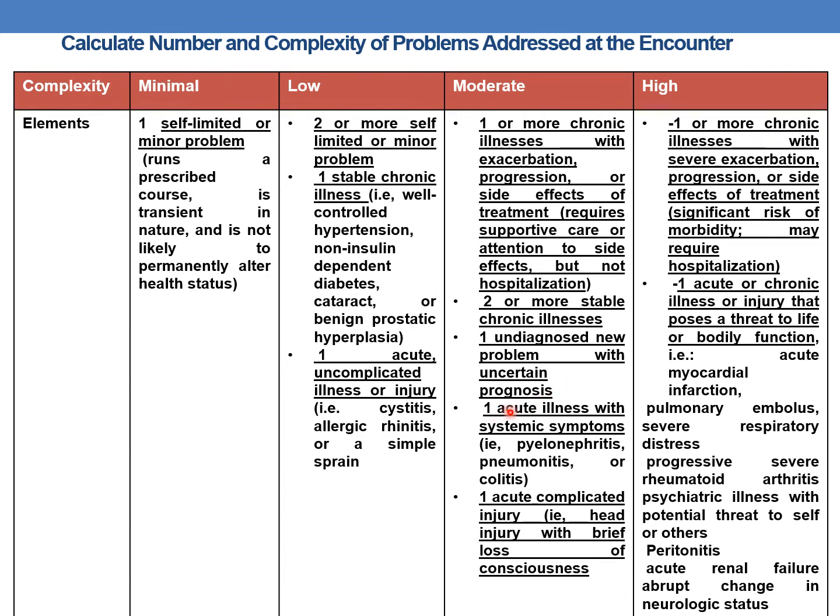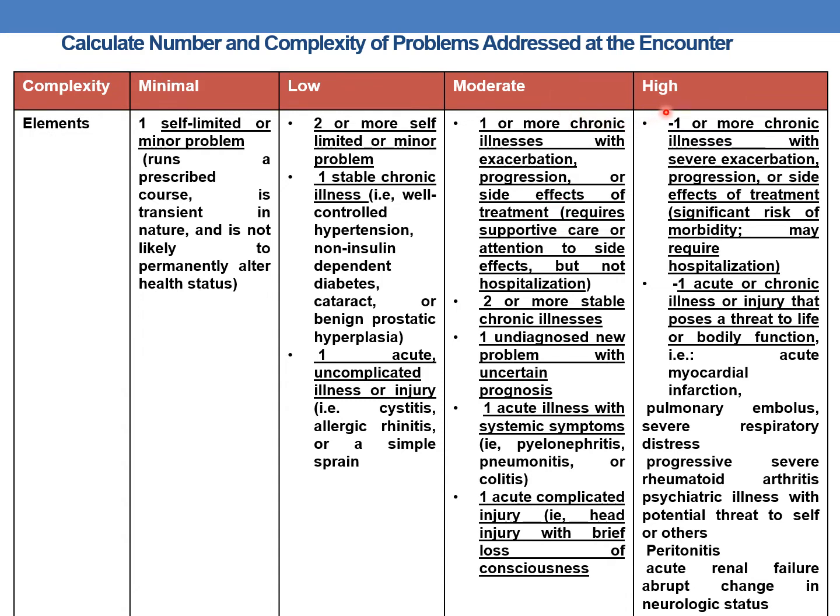The next is one acute illness with systemic symptoms, for example, pyelonephritis, pneumonitis, or colitis. This also leads to moderate complexity. The next is one acute complicated injury, that is, head injury with brief loss of consciousness, which leads to moderate complexity.